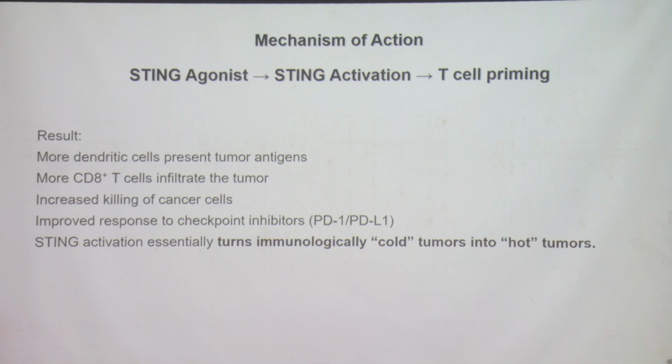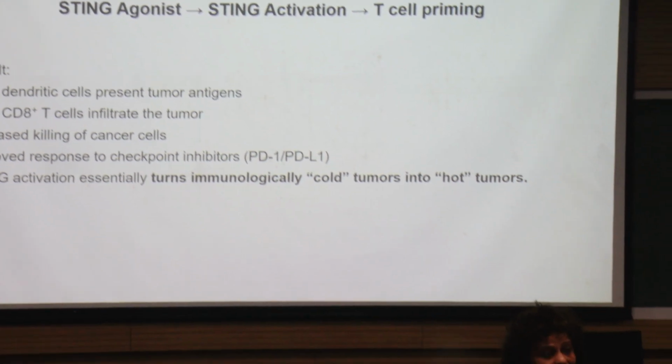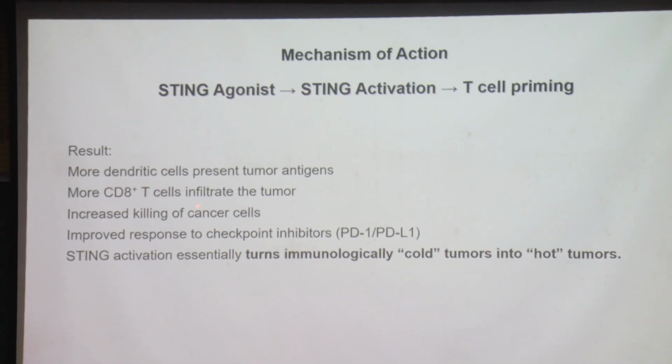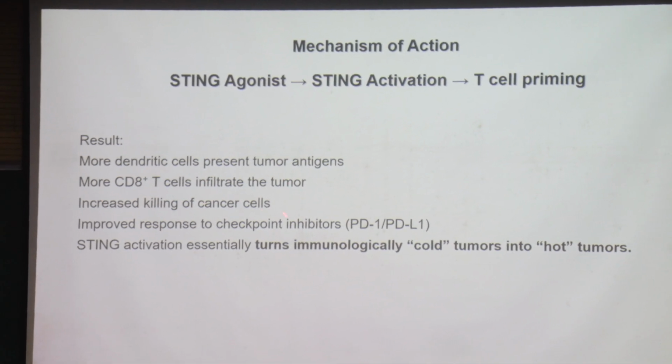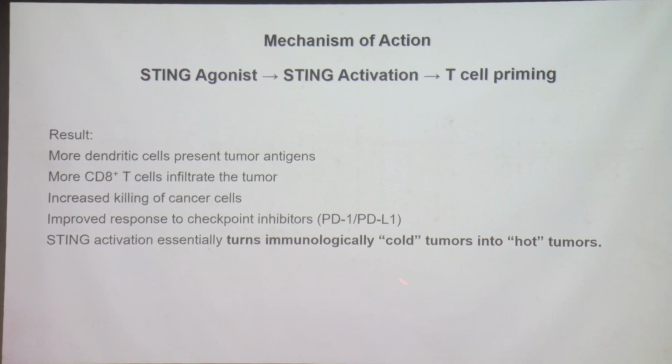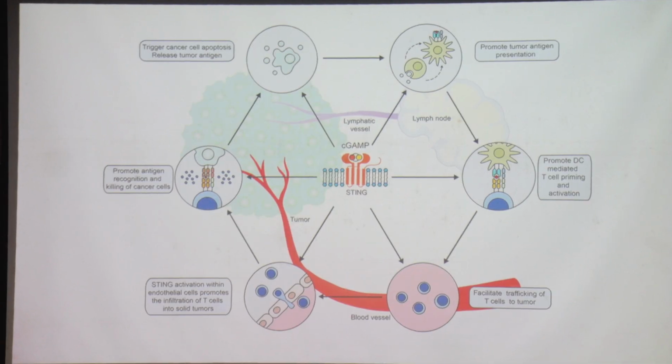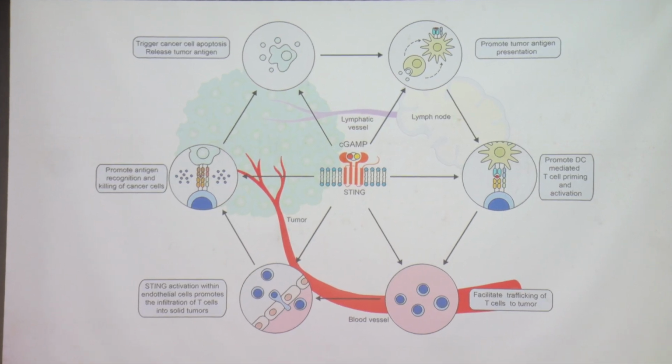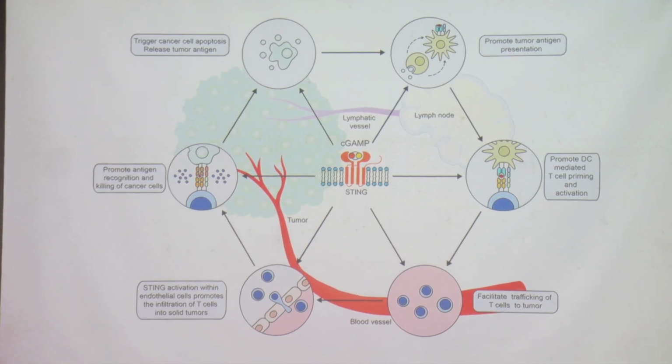So one thing I did not highlight, I hope you guys picked up without my highlighting it. When MSC1 is activated, which kind of T cells come? Did you notice it? CD4. Yeah, helper cells are the ones which come with MSC1. MSC2 is CD8 cells. The CD8 T cells infiltrate the tumor, increase killing of cancer cells, improve response to checkpoint inhibitors, obviously. And they turn cold tumors into hot tumors. This is the STING activation, getting all the immune cells there.